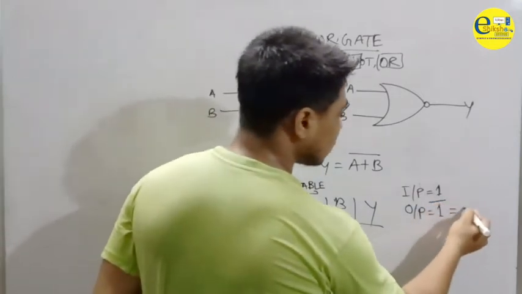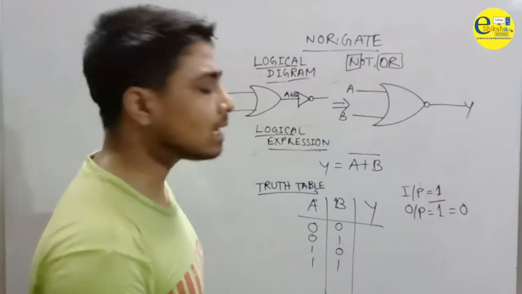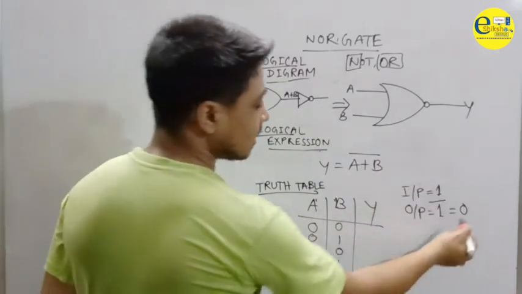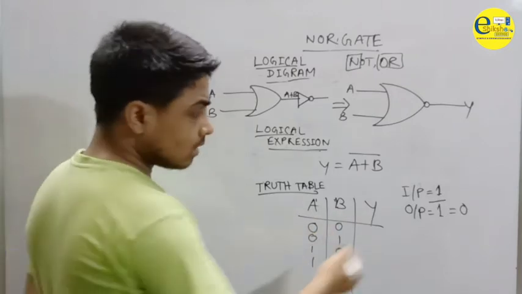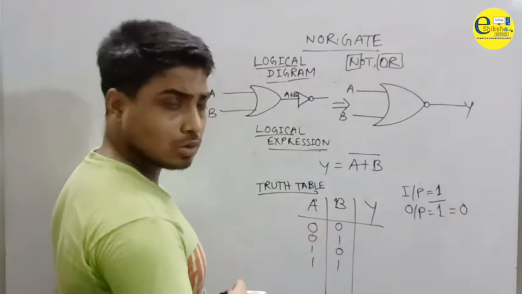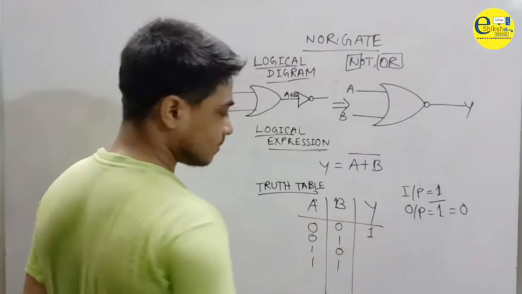So what will be the output? It will be 0. That means if it has at least one 1, we will get output 0. So try to find out: is there any 1 in the input? No. That's why the output is 1.